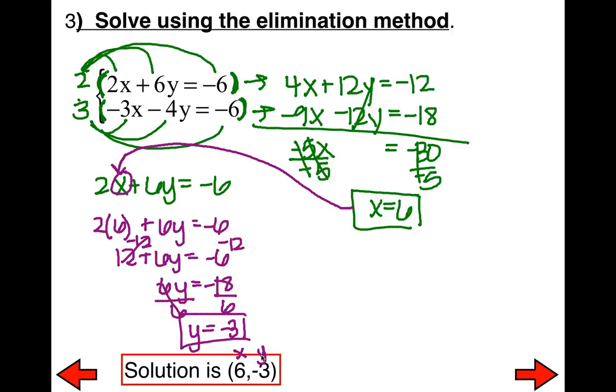Of course, I would say here that I think the solution is 6 comma negative 3 because I would still have to check my work. Okay. Again, I'm not going to be checking the work in this particular lesson, but please refer to another video if you need help on how to check work.